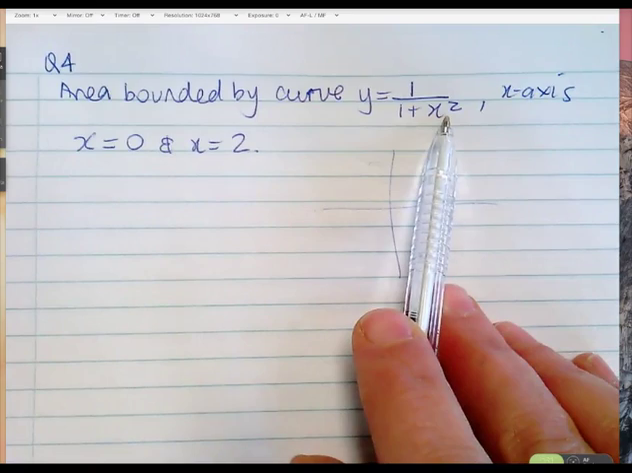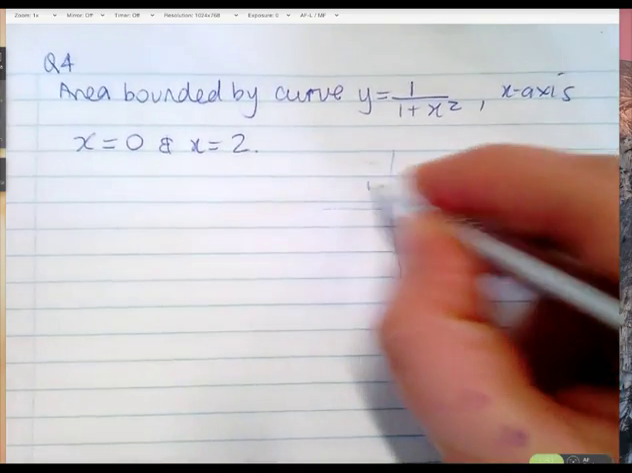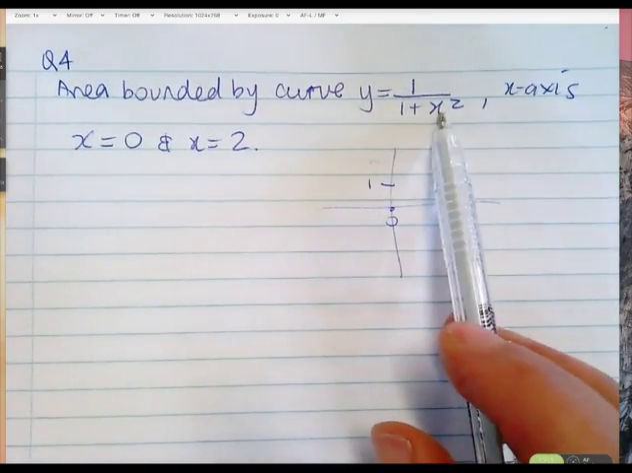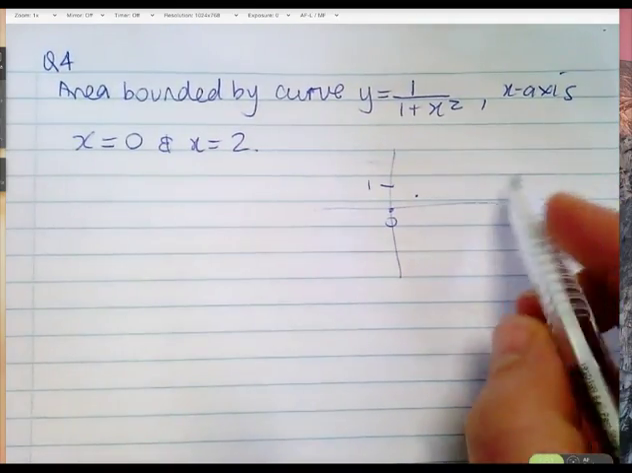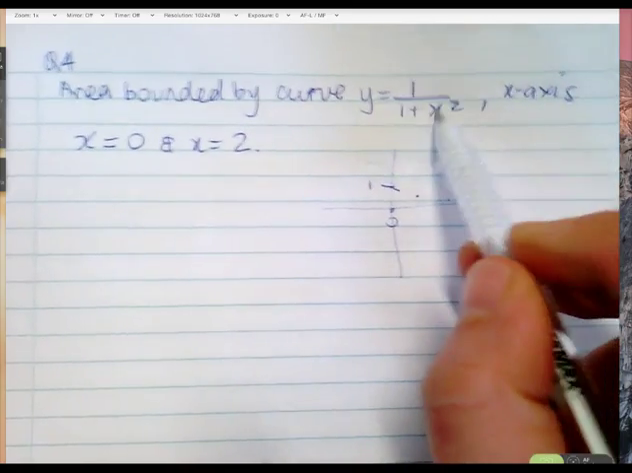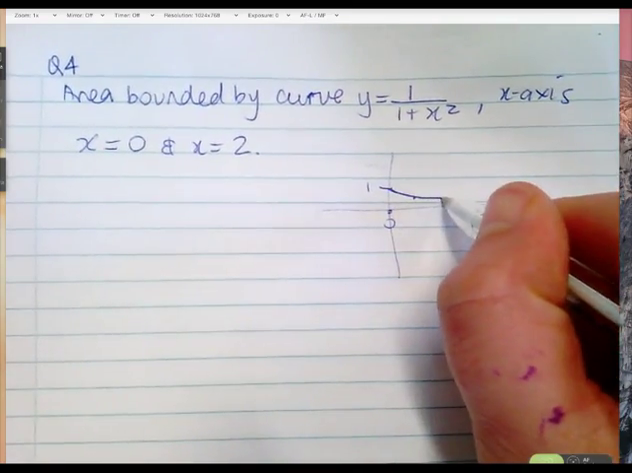When x is 0, do you get a positive value? You get 1. When x is 1, you get a half. And when x is 2, you get something positive as well, don't you? When x is 2, you get 1 on 5, a fifth. Look, the curve's going to look like this.